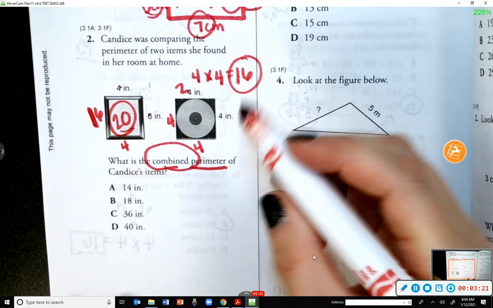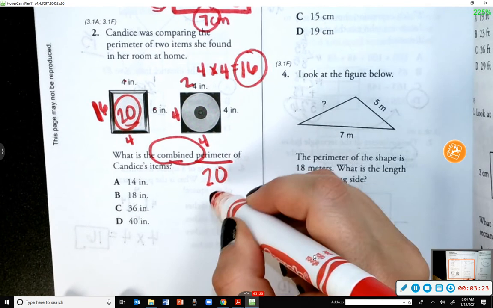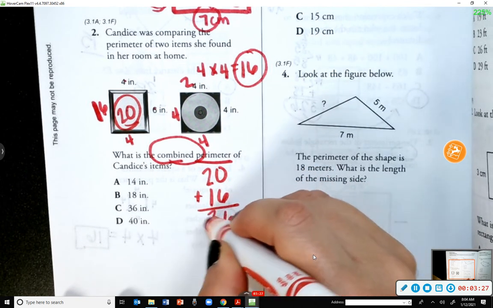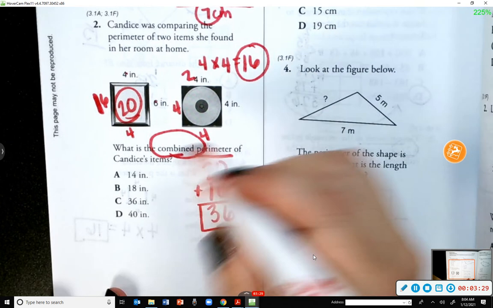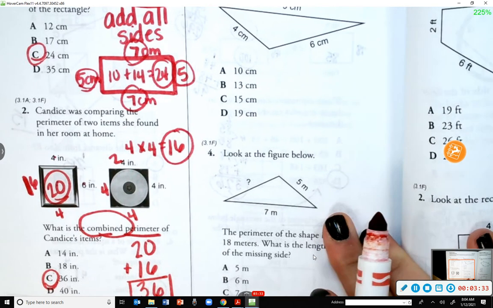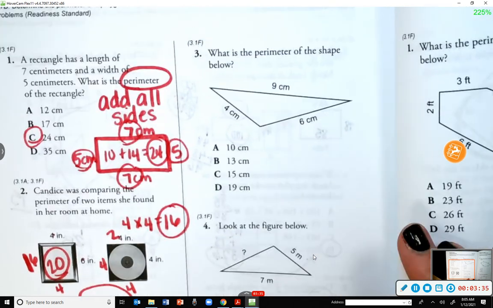Okay. Now you need to combine these two. So 20 plus 16 would be 36. C is correct. Okay, so just remember, perimeter, you add all the sides.